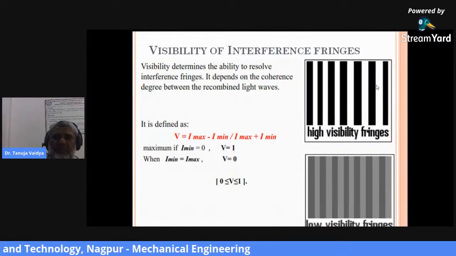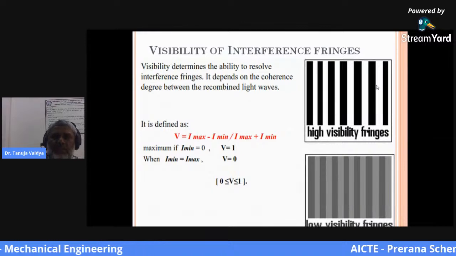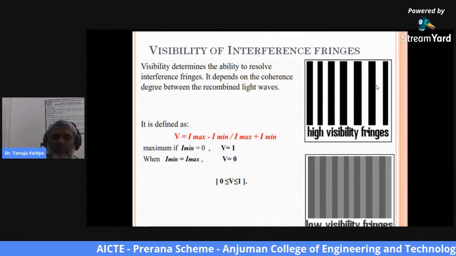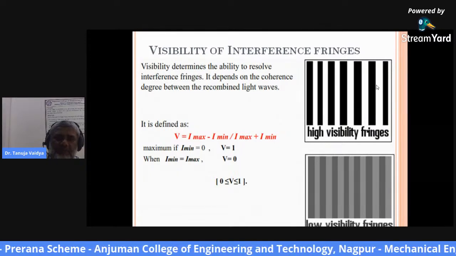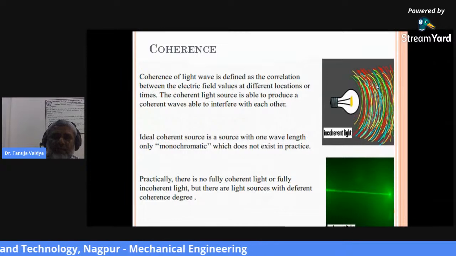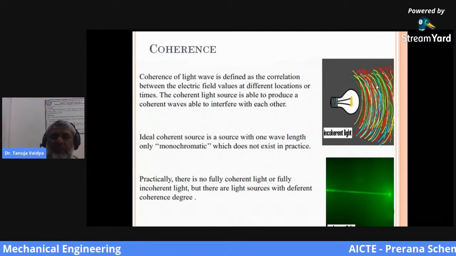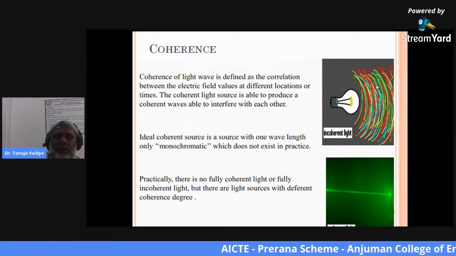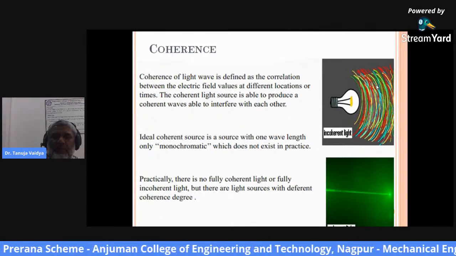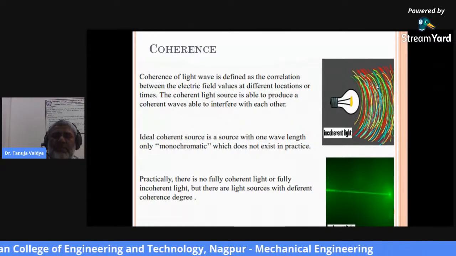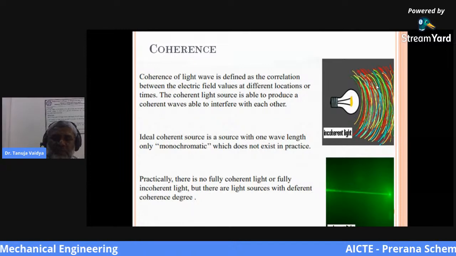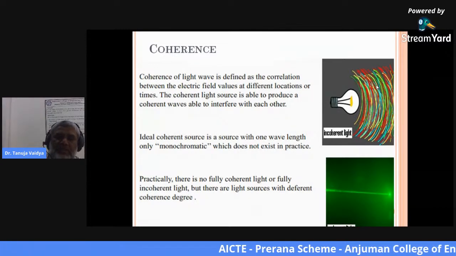Another one is the visibility of interference fringes. Visibility determines the ability to resolve interference fringes. It depends on the coherence degree between the recombined waves. What is coherence? Coherence of a light wave is defined as the correlation between the electric field values at different locations or time. A coherent light source is able to produce a coherent wave able to interfere with each other. An ideal coherent source is a source with one wavelength only, non-chromatic, which does not exist in practice. Practically, there is no fully coherent light or fully incoherent light, but there are light sources with different coherence degrees.